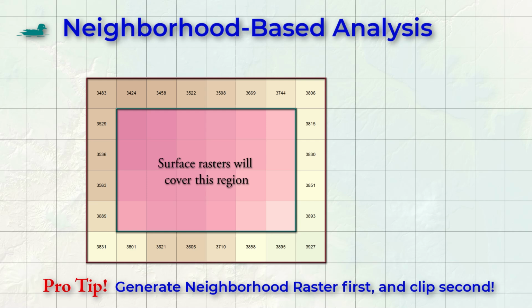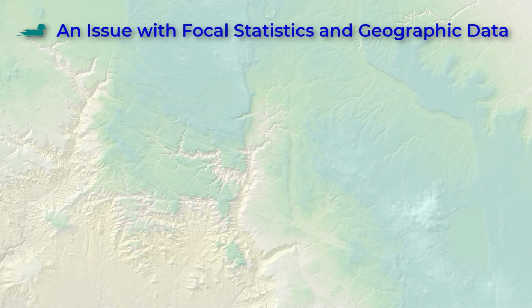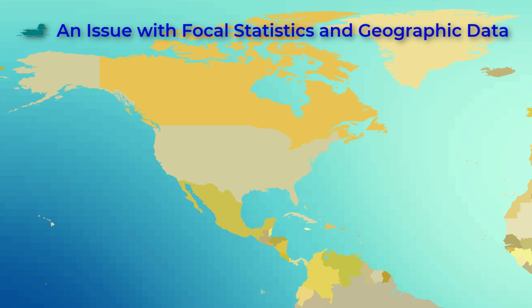So you're going to have to generate your neighborhood-based raster, and you're going to have to clip to your analysis area. And the trick here is to just generate the neighborhood raster first and clip second. Then you'll be fine. And there's another issue with the focal statistics tool with regards to latitude and longitude data.